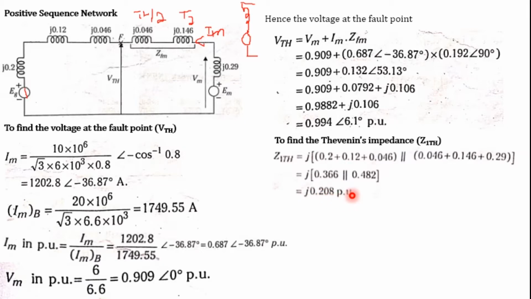0.208 per unit value. So we got this V Thevenin and Z1 Thevenin. So this is the expression for the positive sequence network. Okay, final expression: this is 0.208. V Thevenin is nothing but what we considered earlier, or we can write it as EA1, or whatever we can consider.